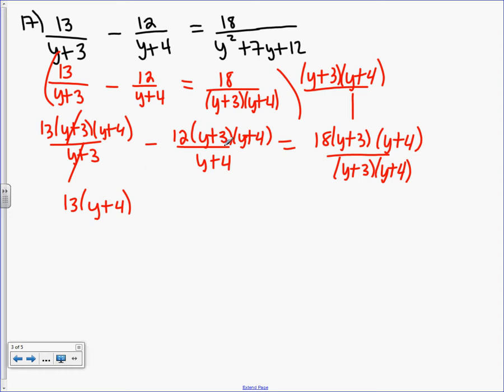What cancels here? Y plus 4. So I'm left with negative 12 parentheses y plus 3. What cancels here? Everything but the 18, right? It should look a lot more doable to you. Does everybody understand what we did?